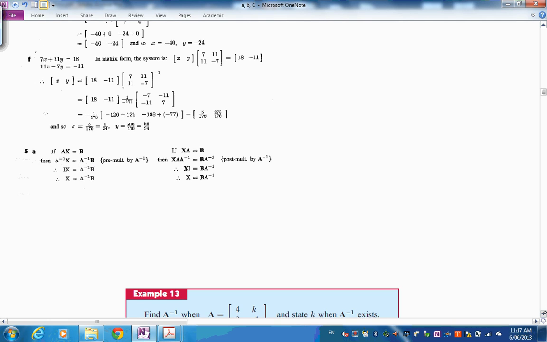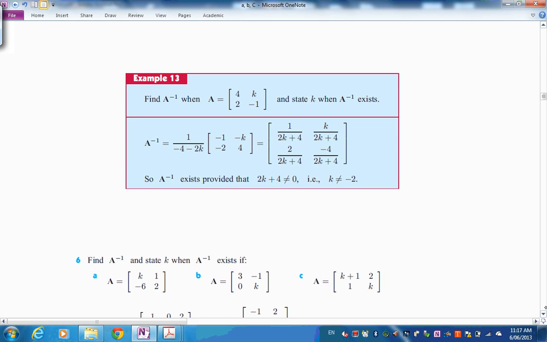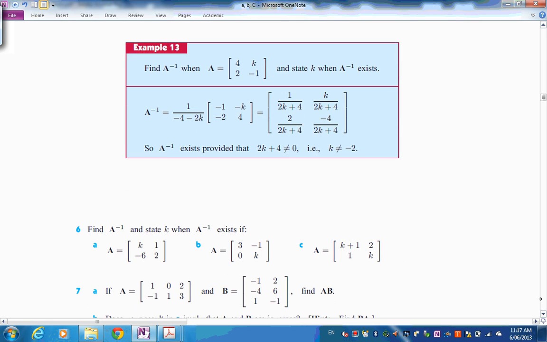So come down to this next example now. And let's have a look at that. Okay, so example 13 from Hayes and Harris. Find the inverse here for the matrix A is 4K 2 neg 1 and state when the inverse exists. So let's look at the inverse. We've got to interchange these two. There they are. Change the sign of the other two and divide by AD, which is neg 4, take BC, which is neg 2K. So when you multiply it all through, we've got that.